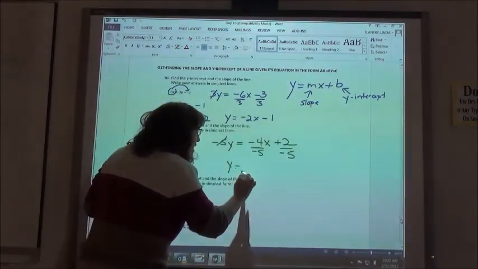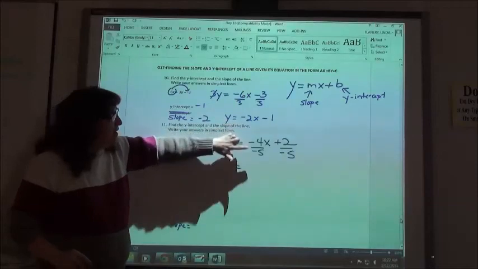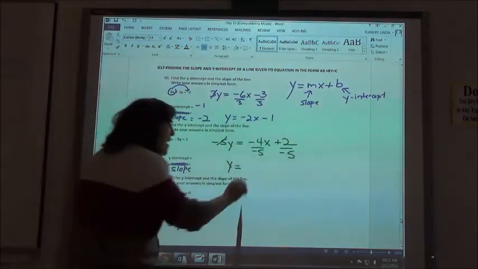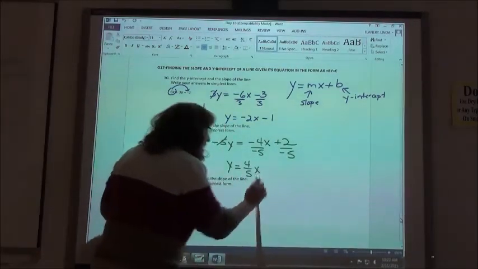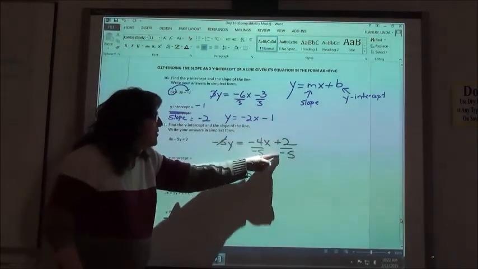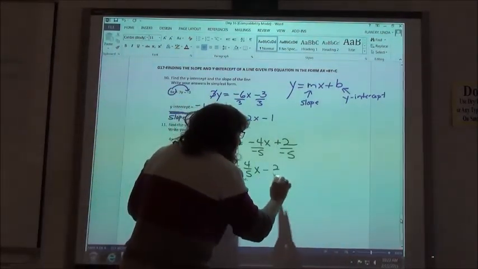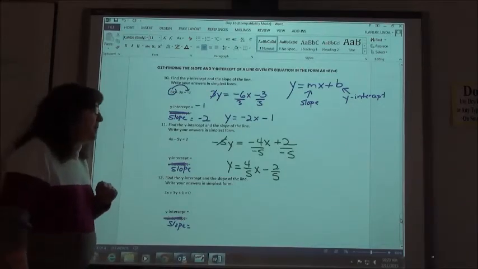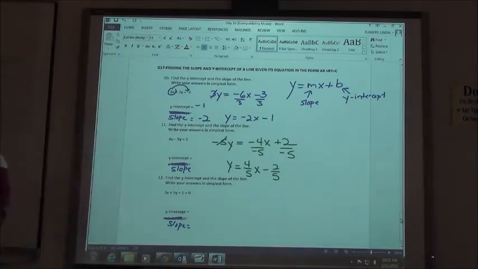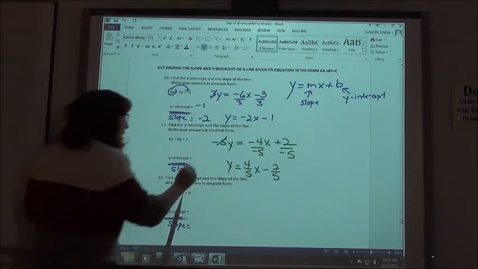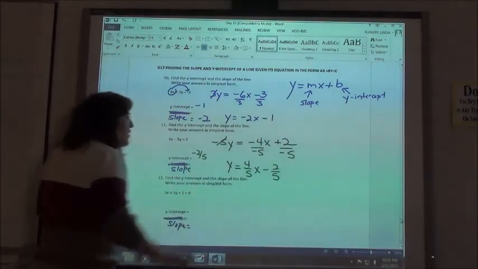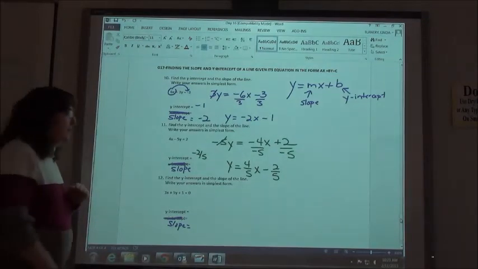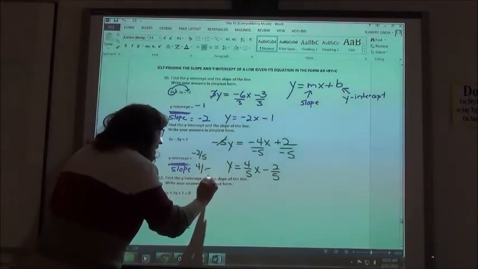And y is going to equal, here I've got a negative over a negative, so it's going to be a positive 4/5 x. And then here a positive over a negative, so minus 2/5. So my y-intercept is going to be the negative 2/5 on the end, and my slope is going to be the 4/5 that's in front of the x, exactly.